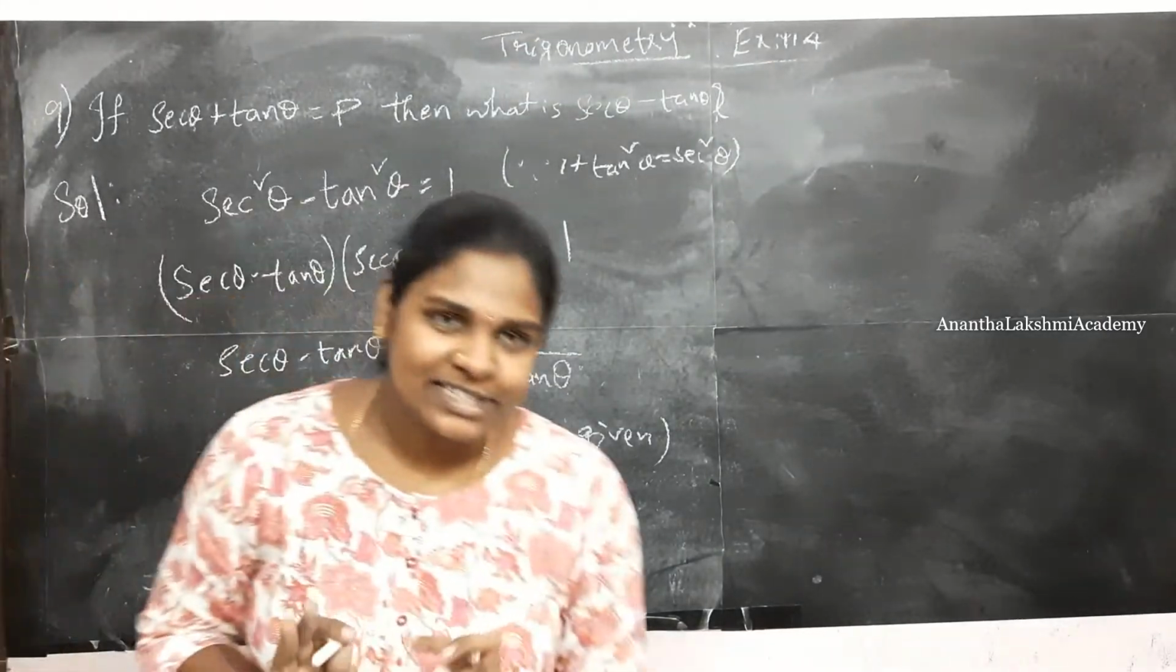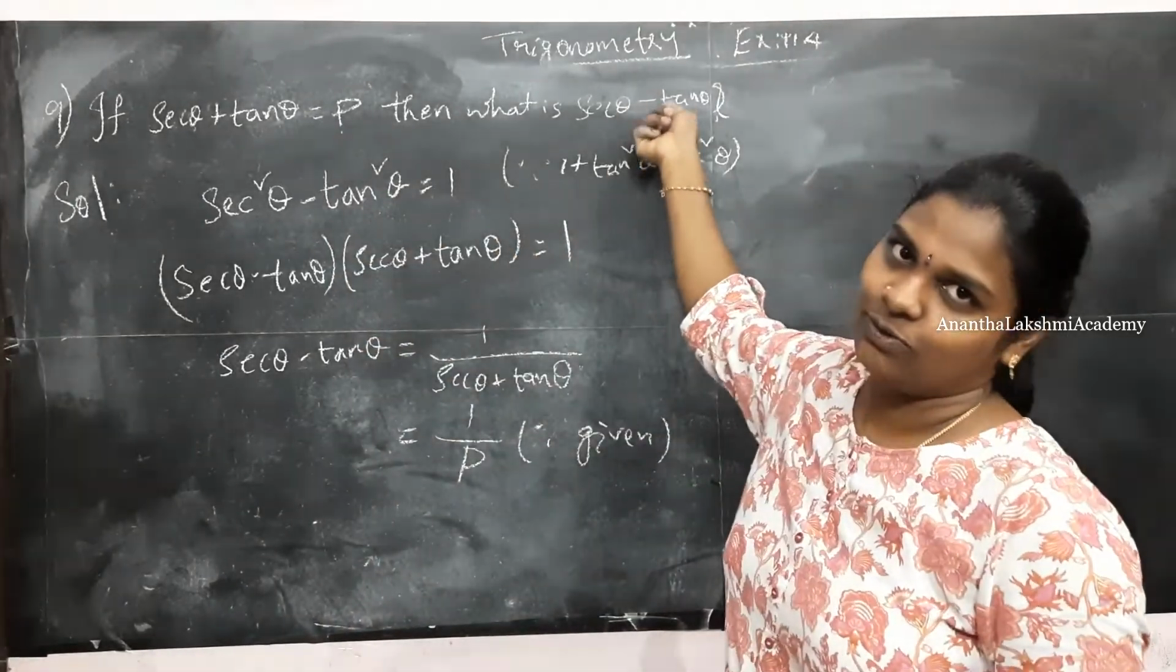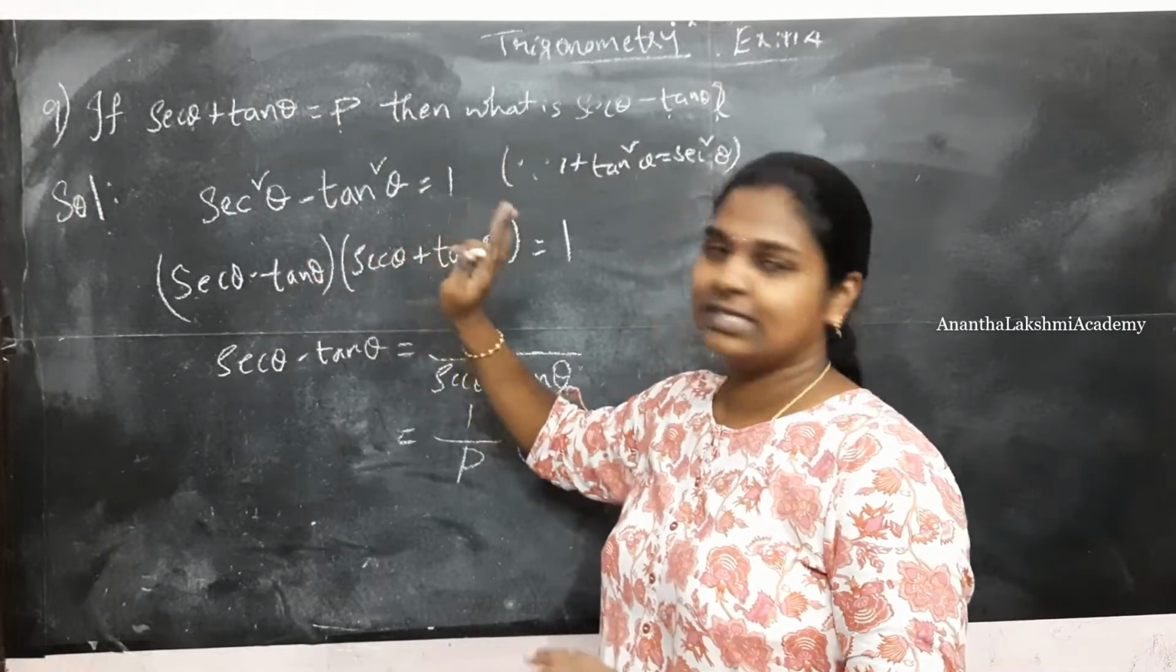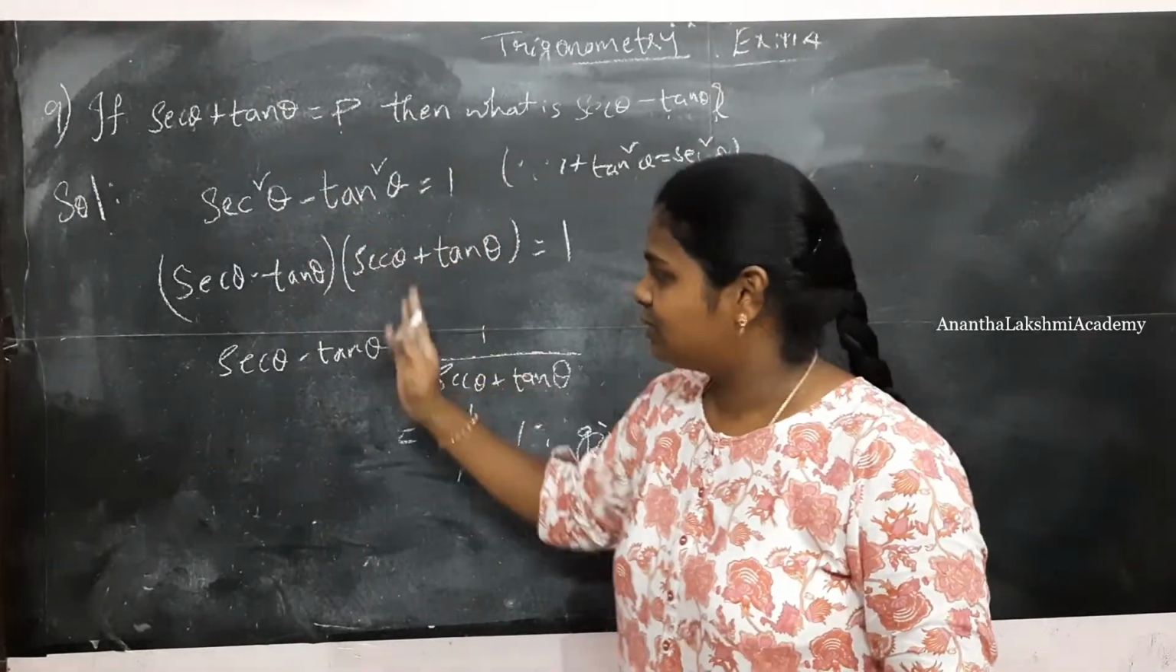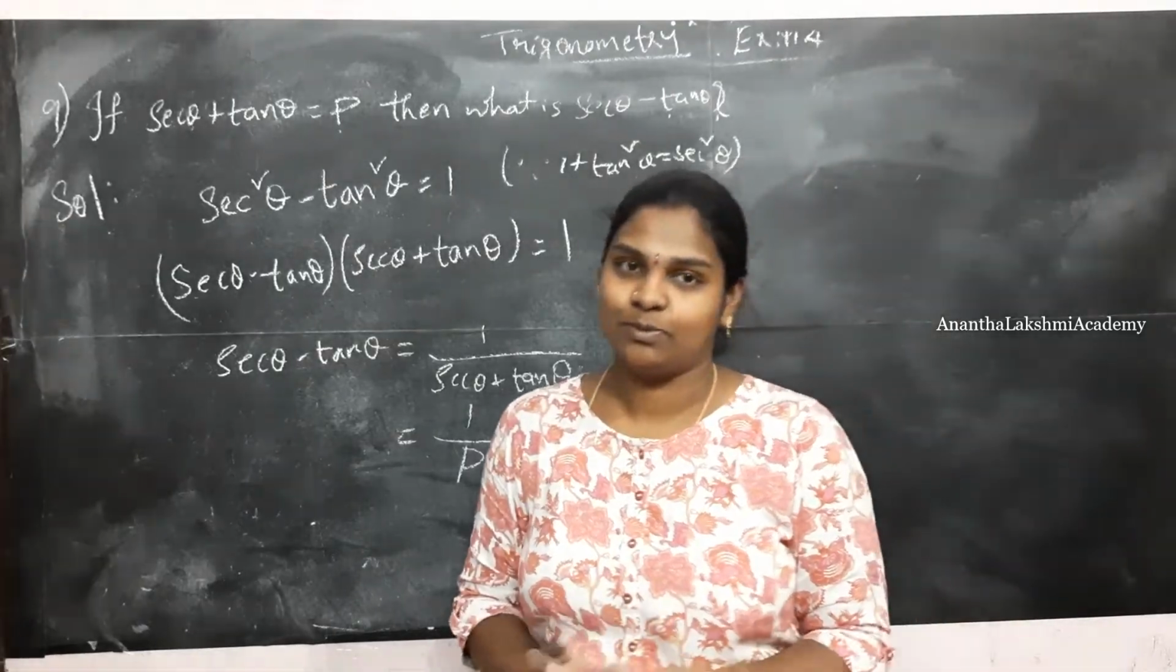There is no rocket science or magic in this. They have given one value, they are asking for the other value. We know our identity which is in terms of those two. I just used it, simplified it. Okay? Alright, let's jump into the last problem.